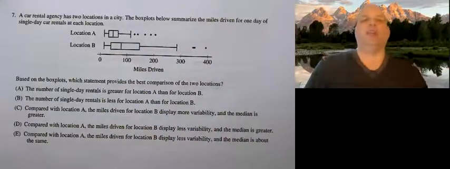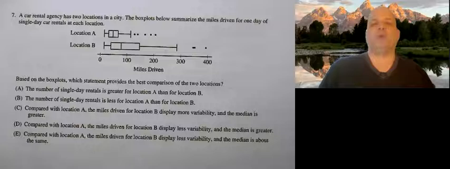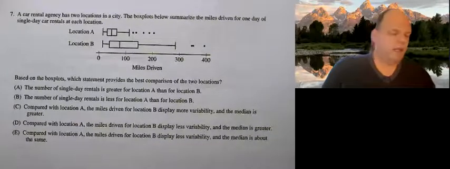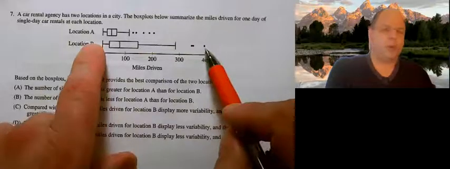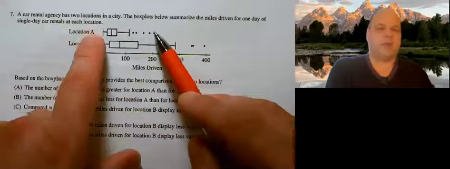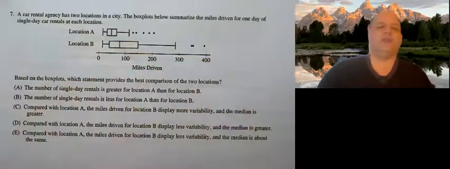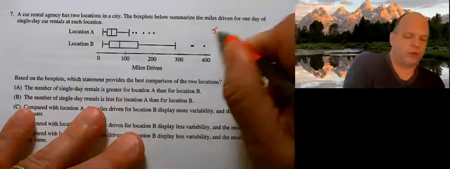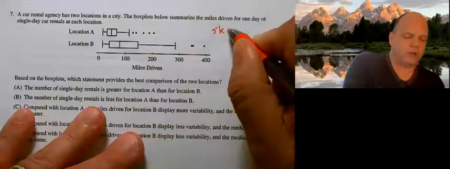Number 7. A car agency has 2 locations in a city. The box plot below summarizes the miles driven for one day of single car rentals at each location. All right, so what we have is a spread, more spread out and less spread out, but both of them have outliers and both of them are stretched to the right, which means they're both skewed to the right.